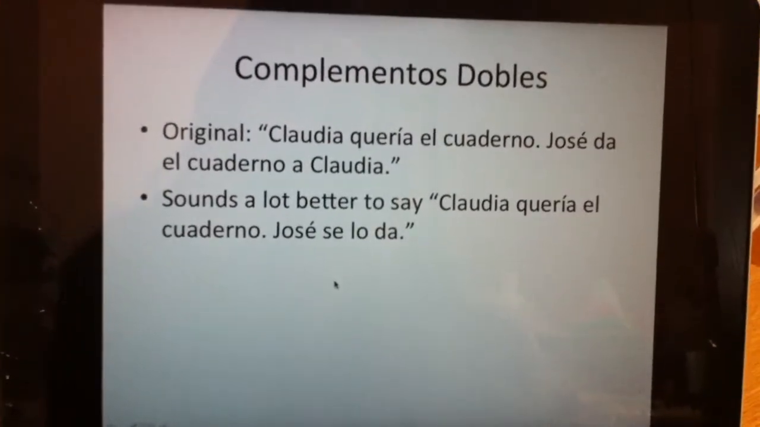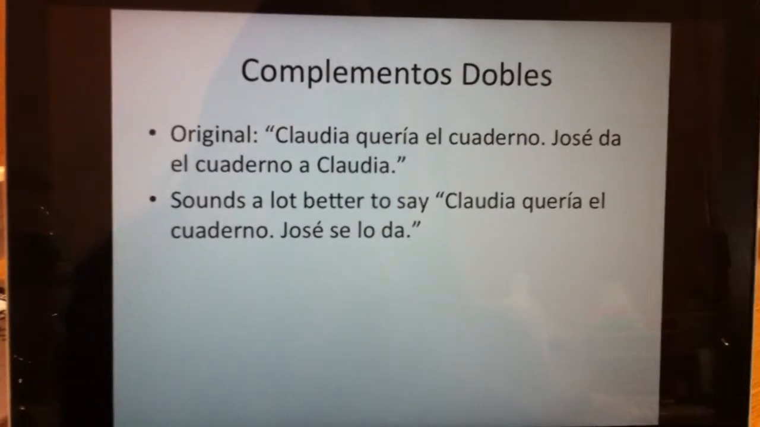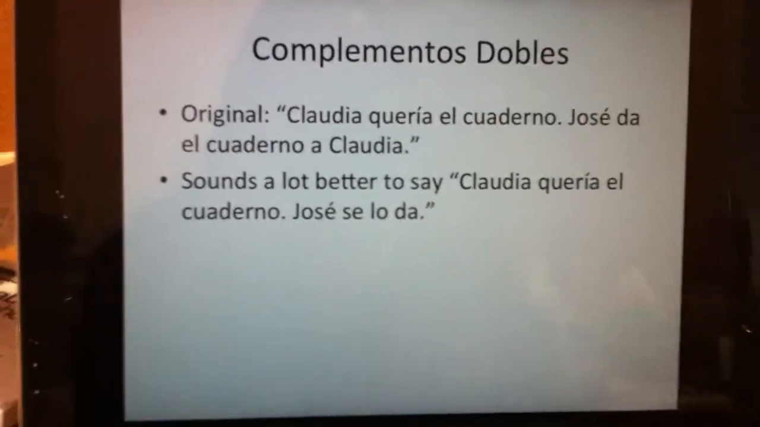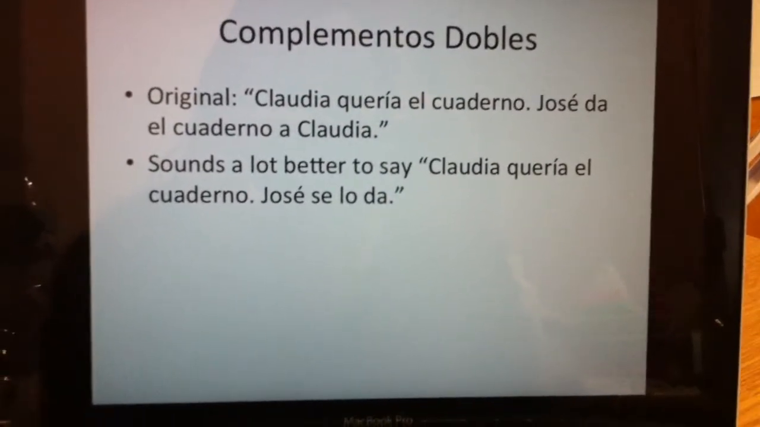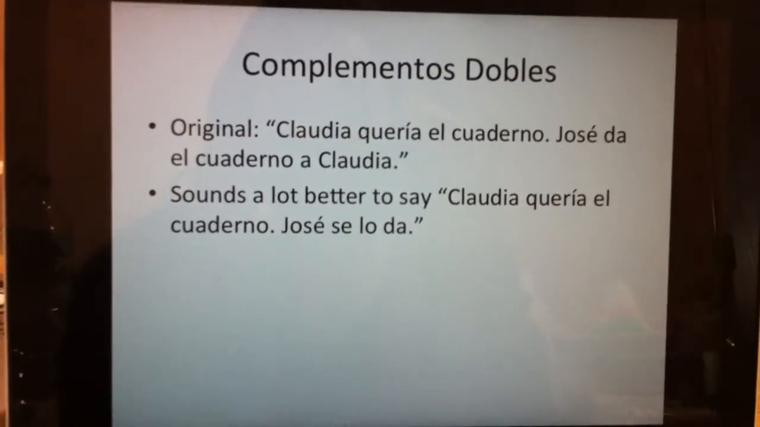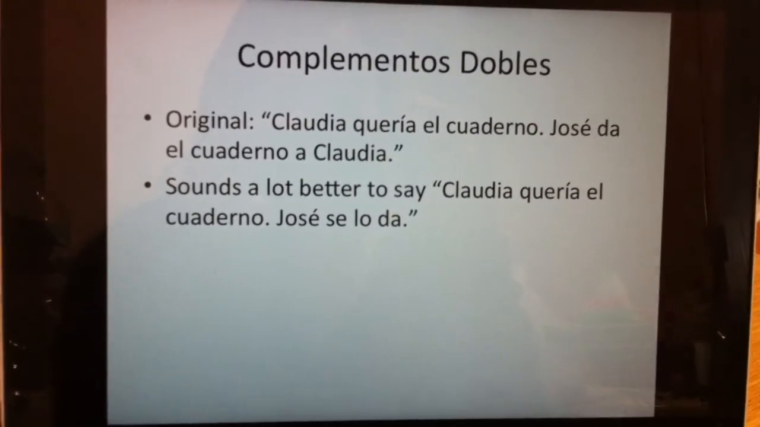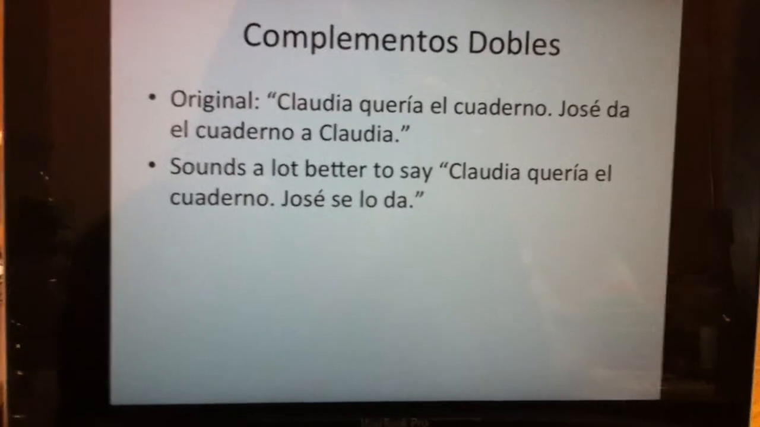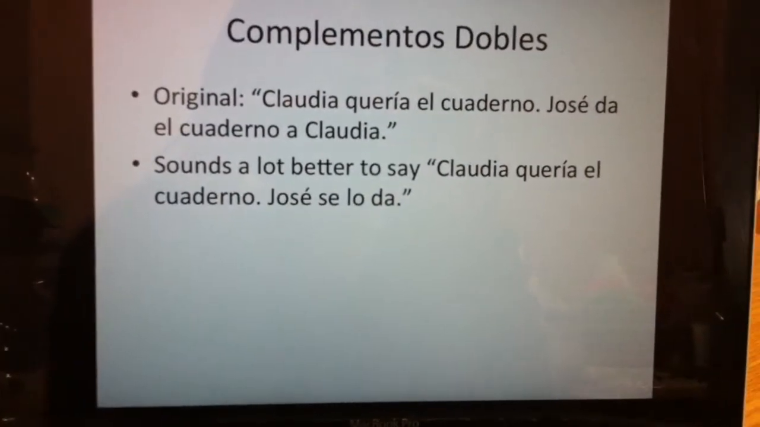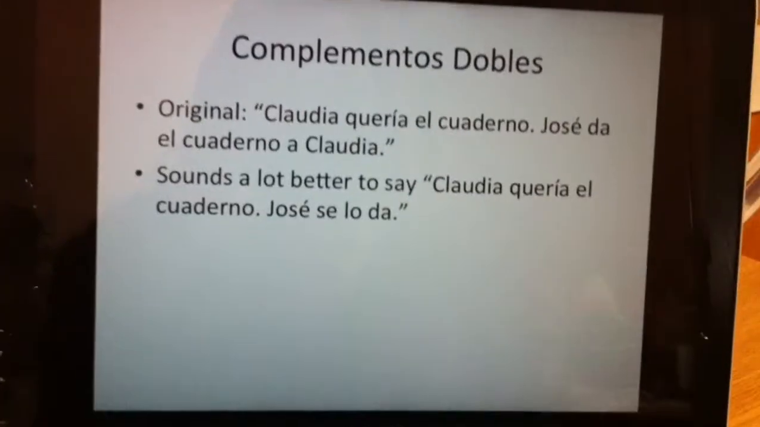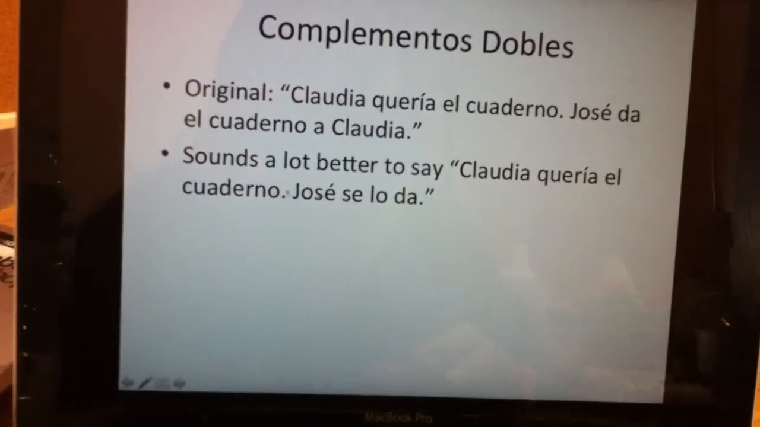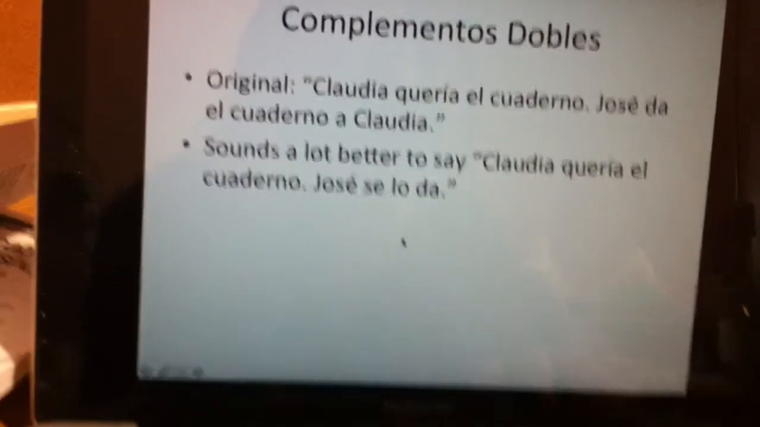And so this is just an example of complementos dobles where you have both an indirect and direct object in one sentence. So instead of saying Claudia quería el cuaderno, José da el cuaderno a Claudia, it's much more efficient to say Claudia quería el cuaderno, José se lo da. Notice that there is se instead of le.